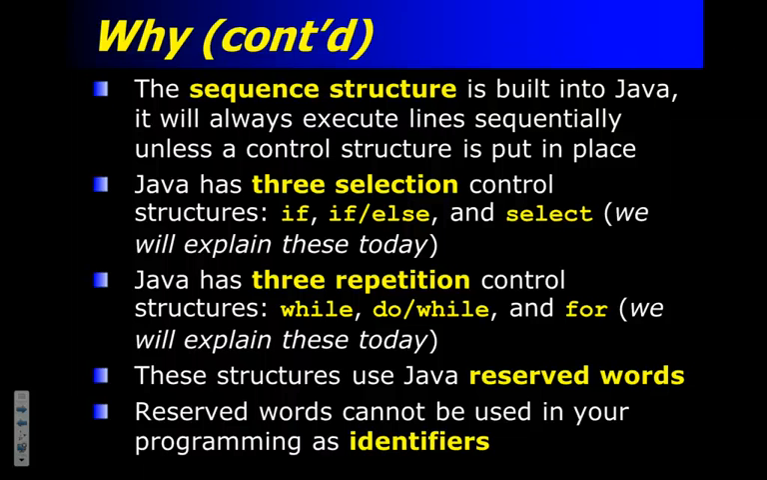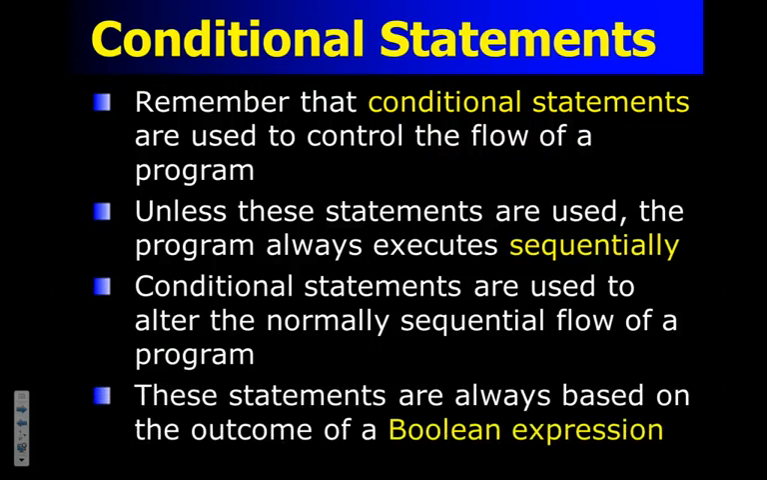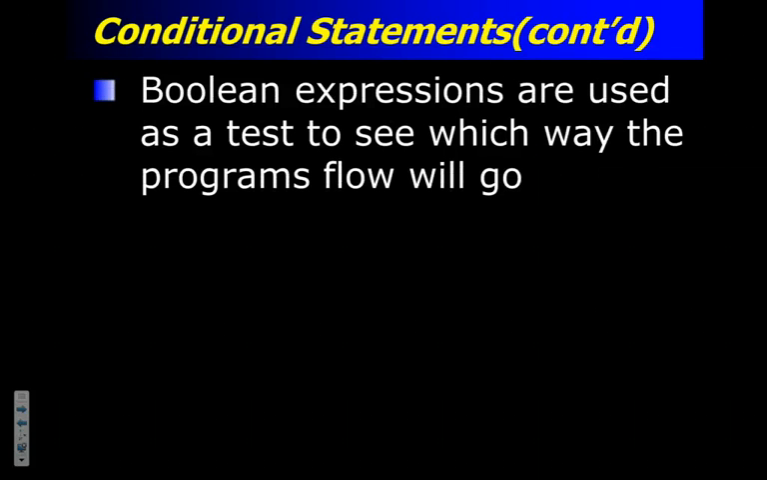Java has also three repetition statements that we'll go over tomorrow: the while statement, the do while statement, and the for statement. And again, these are the same as they were in C#. So these words, if, else, switch, while, do, and for, are reserved words in Java to be used for selection and repetition structures. Okay, so again, just to review, conditional statements control the flow of your program. They will cause sequentially executing code to branch into different directions. And they are used by executing a Boolean expression test. And again, exactly the same way you did it last year.